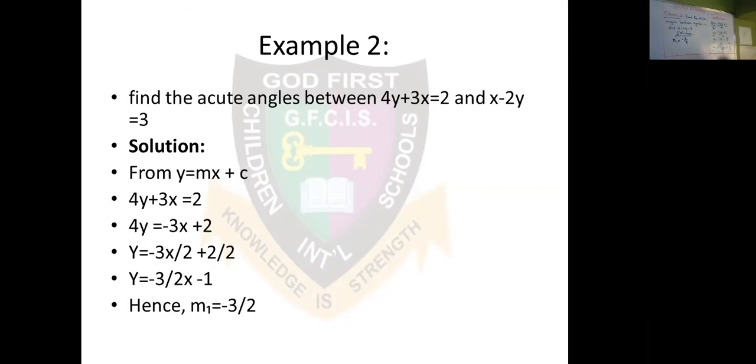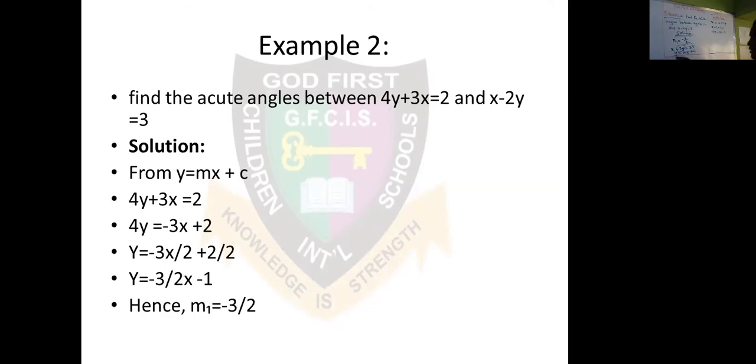We follow the same procedure or steps. I'm dealing with the second one now, x minus 2y is equal to 3. We want to make it y equal to mx plus c. So which one should be the subject of the formula? x is equal to, take this one to the other side, that is 3 plus 2y, right? So if I interchange, x minus 3 is equal to 2y. I can equally start with this. So let's just rearrange: 2y is equal to x minus 3.